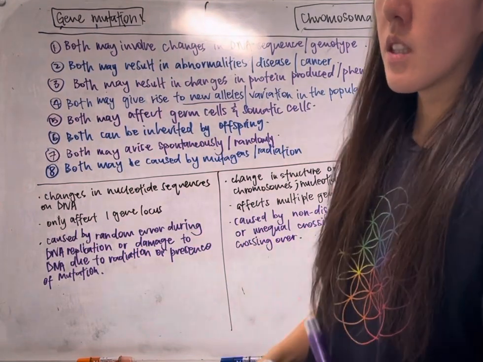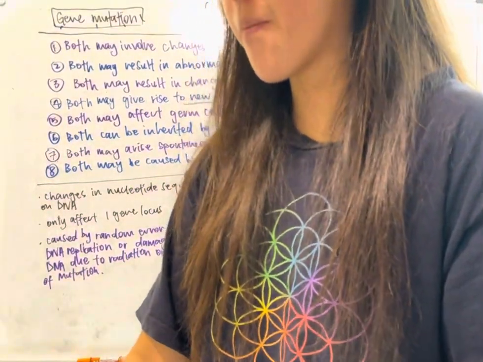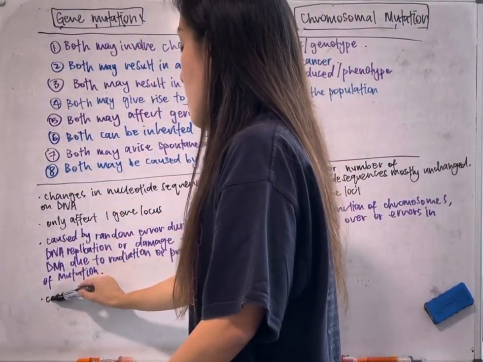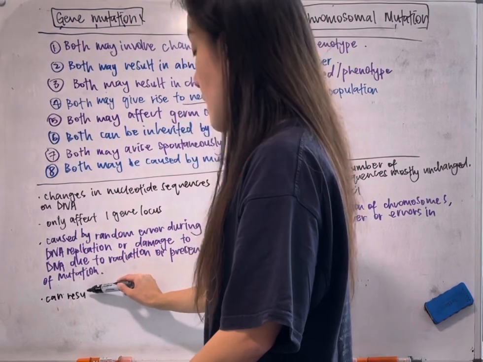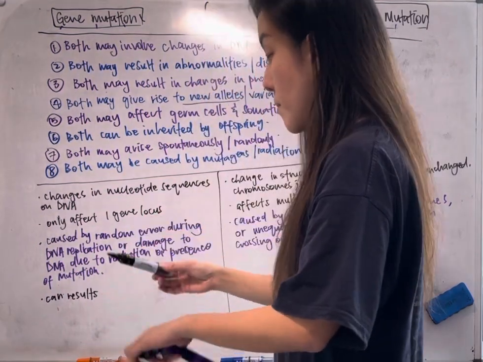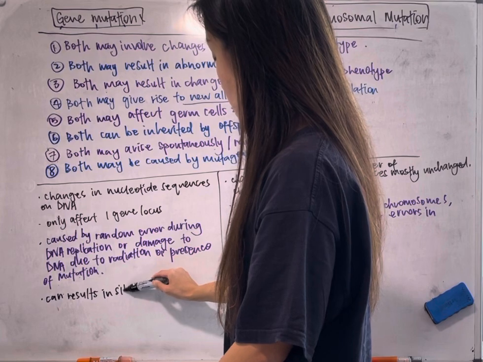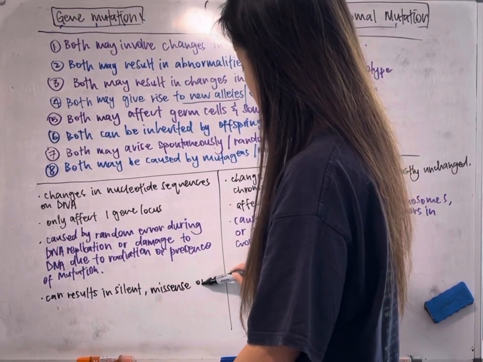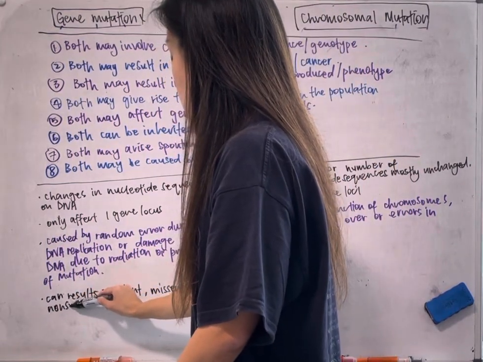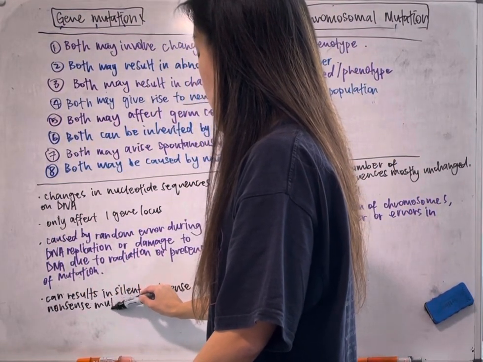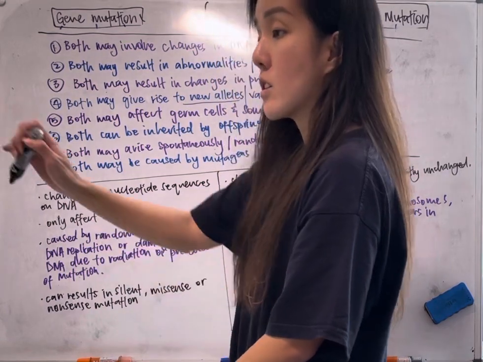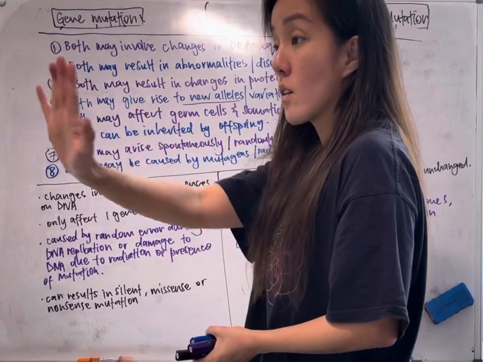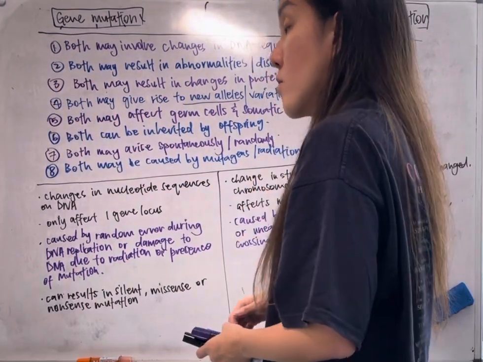Okay, another difference is that we can talk about the effect. What kind of effect it can result in. Gene mutation can result in silent, missense, or nonsense mutation. Let's do a recap. Whenever we want to discuss nonsense mutation, there are always key phrases that are related to it. Nonsense mutation, you will always now code for a premature stop codon, which is your UAA, UGA, or UAG.